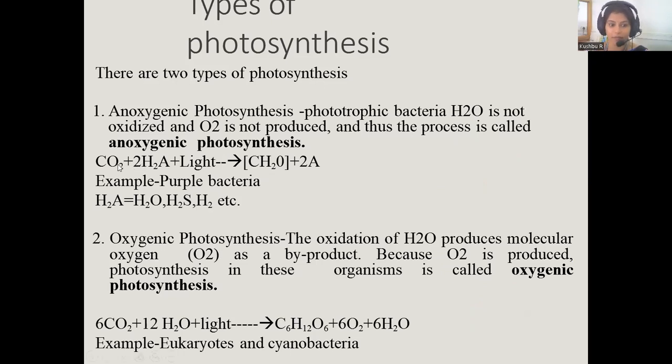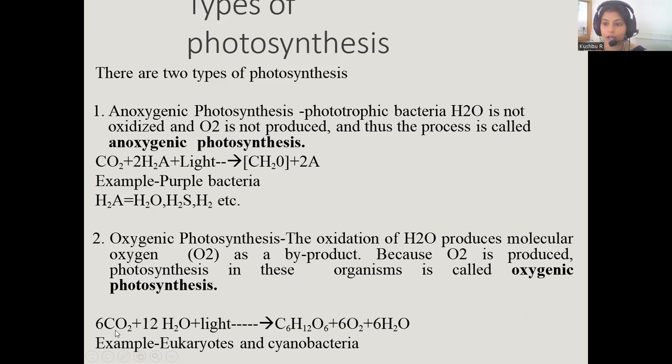So here we have carbon dioxide and certain molecules such as hydrogen sulfide or molecular hydrogen or any other organic material. In the presence of sunlight and the photosynthetic pigment, the glucose molecule is produced. But in oxygenic photosynthesis, oxygen is produced as a byproduct, utilizing the carbon dioxide and water molecule. Here, the water molecule generally loses electrons, which means it is getting oxidized.